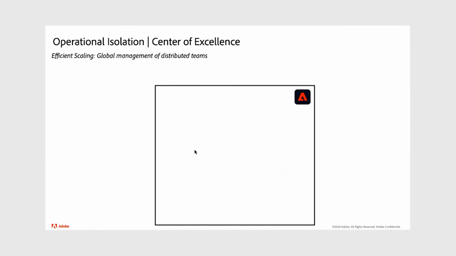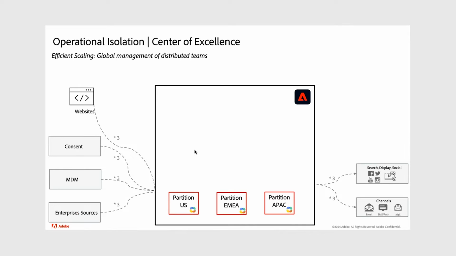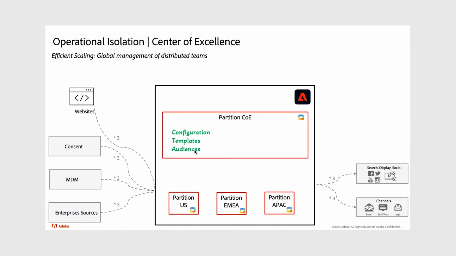Okay, I'm continuing with the last model that we discussed, the Center of Excellence. So here we would still have 3 different partitions to address our different geos, with their respective data flows to collect data and to activate data. But on top of that, we would have a specific partition that will be used for the Center of Excellence. Here, the Center of Excellence is responsible for 2 different things.